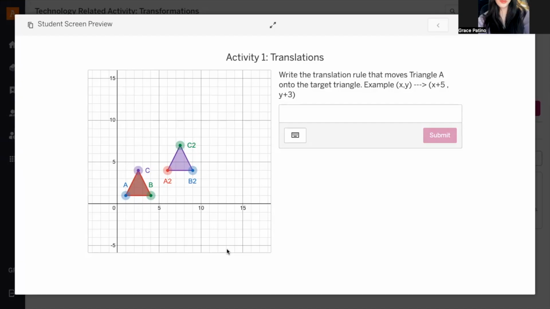Okay, so for activity one, translations, you have to see what translation was made here. So you have to write the translation rule that moves triangle A onto the target triangle. So for example, if you have A, B, C, then your transformation would be A plus what, B plus what, C plus what in order to get to A2, B2, C2. Let me move this down here. Okay.